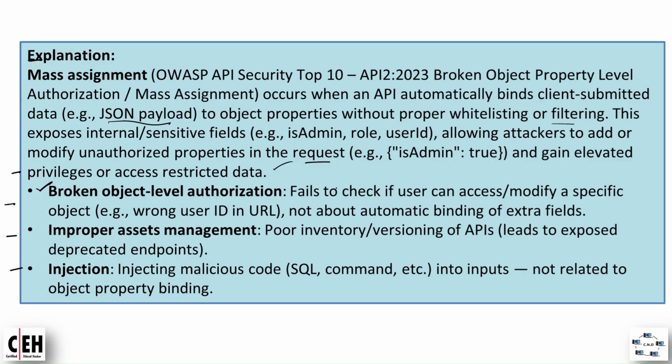Broken object level authorization fails to check if a user can access or modify a specific object, for example, a wrong user ID in the URL, not about automatic binding of extra fields. Improper assets management is poor inventory and versioning of APIs, which leads to exposed deprecated endpoints. And injection is injecting malicious code, that is, SQL commands, etc., into inputs, not related to object property binding.